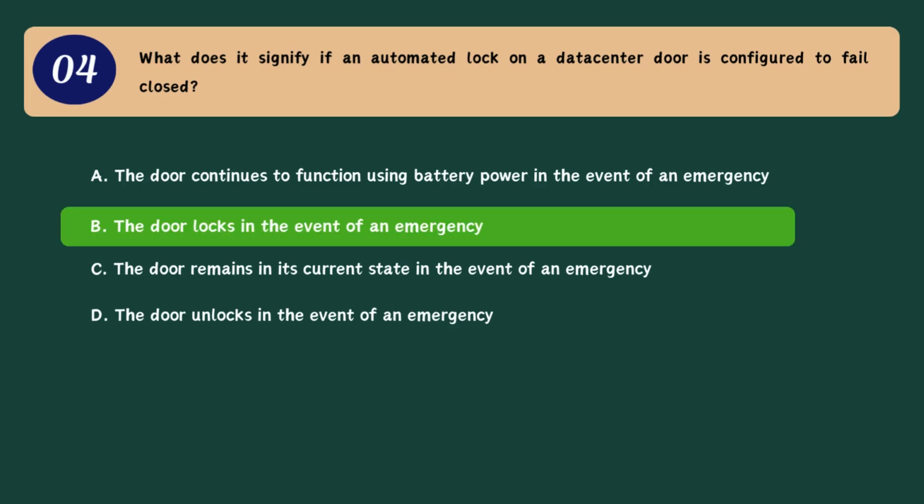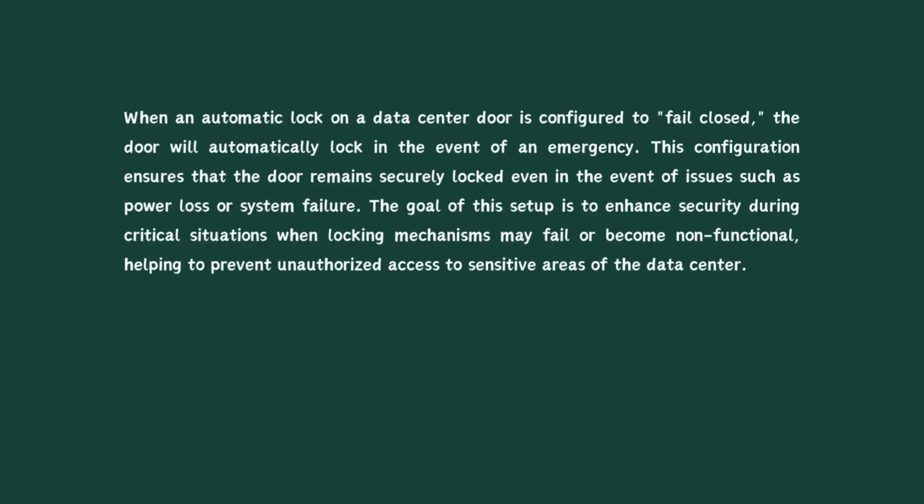Correct answer. B. The door locks in the event of an emergency. When an automatic lock on a data center door is configured to fail closed, the door will automatically lock in the event of an emergency. This configuration ensures that the door remains securely locked even in the event of issues such as power loss or system failure. The goal of this setup is to enhance security during critical situations when locking mechanisms may fail or become non-functional, helping to prevent unauthorized access to sensitive areas of the data center.